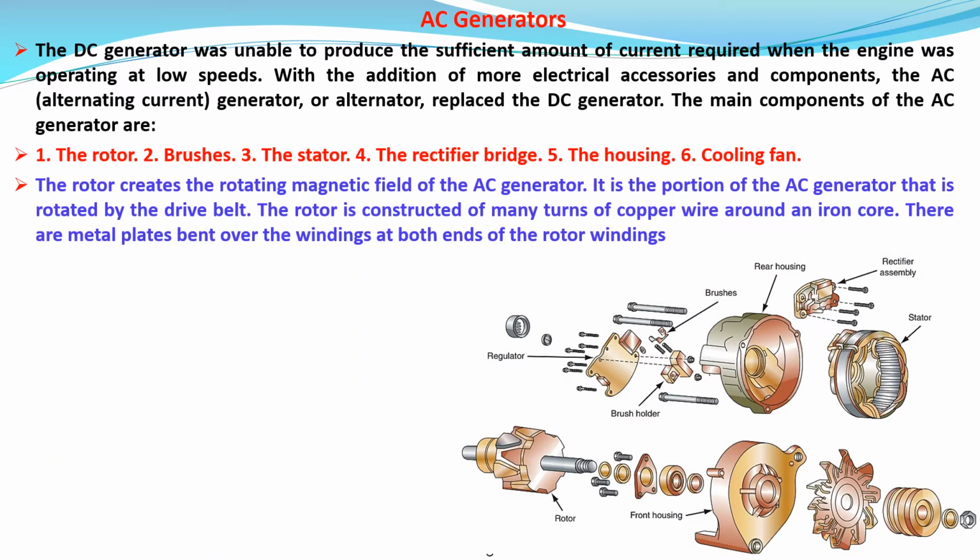The rotor creates the rotating magnetic field of the AC generator. It is the portion of the AC generator that is rotated by the drive belt. The rotor is constructed of many turns of copper wire around an iron core. There are metal plates bent over the windings at both ends of the rotor windings.